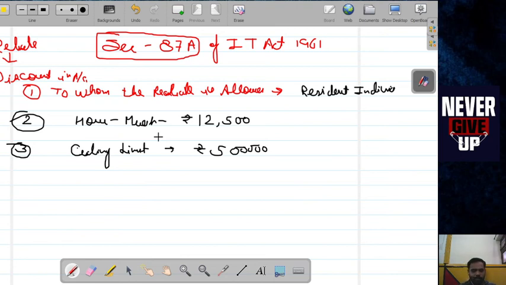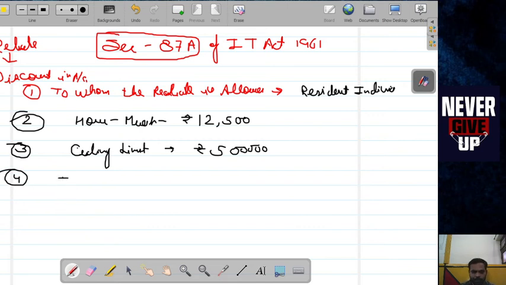Sorry, I'm calling it deduction, but it's not a deduction, actually it's a rebate. First, resident individual. Second, income must be up to 5 lakh. And how much rebate is allowed? Rupees 12,500.